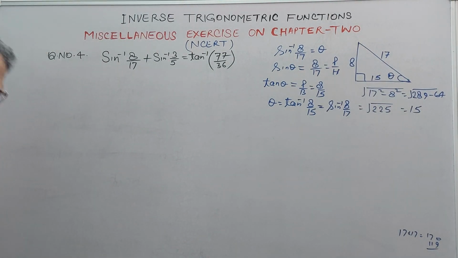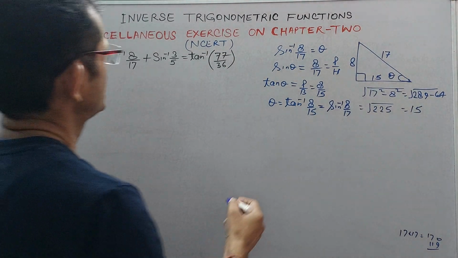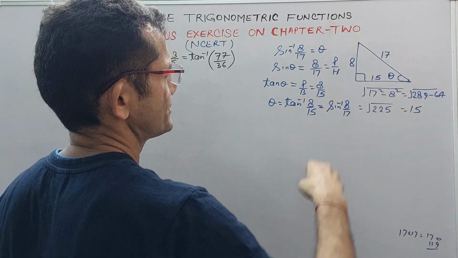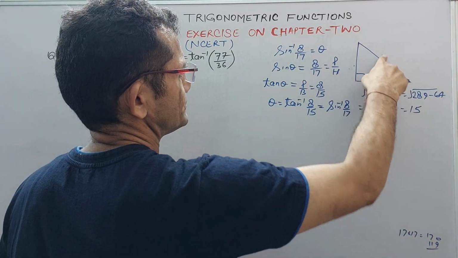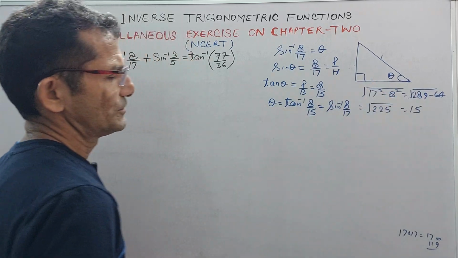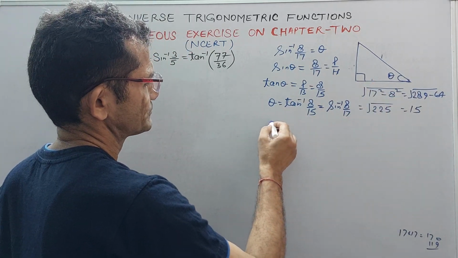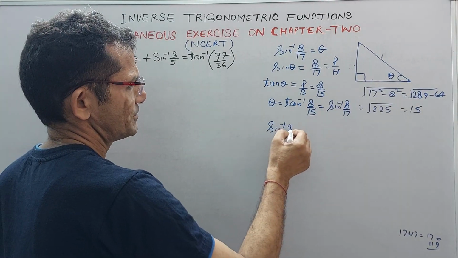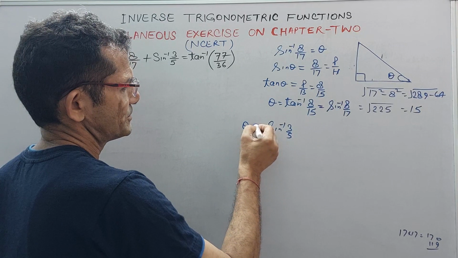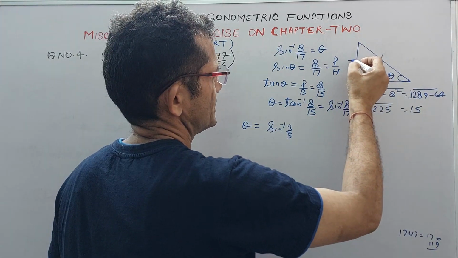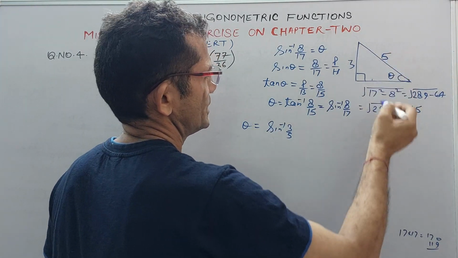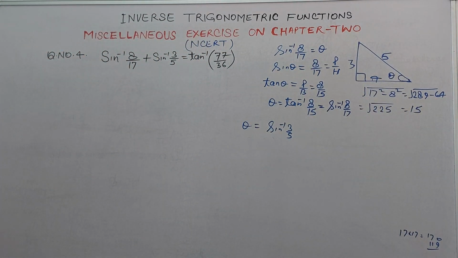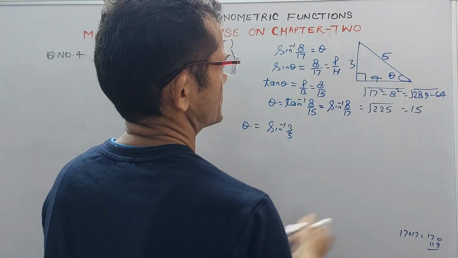Similarly we will convert sin inverse 3 upon 5. Sin inverse 3 upon 5, let us suppose, is theta in this triangle. So this will be 3, this will be 5, and this becomes 4 by using the Pythagoras theorem.